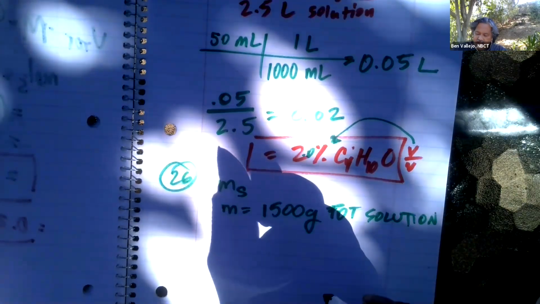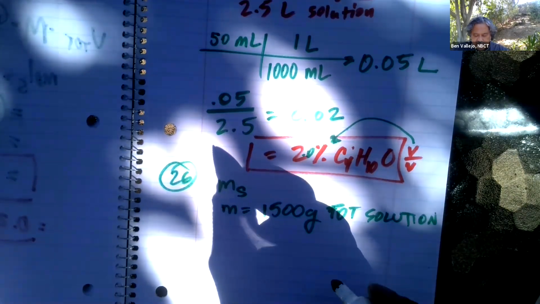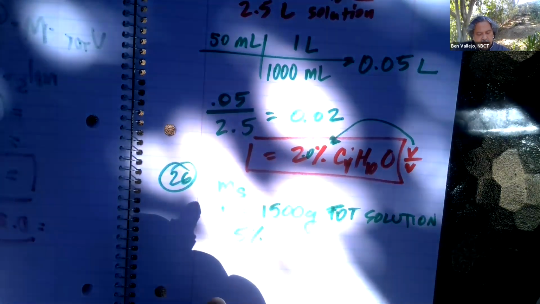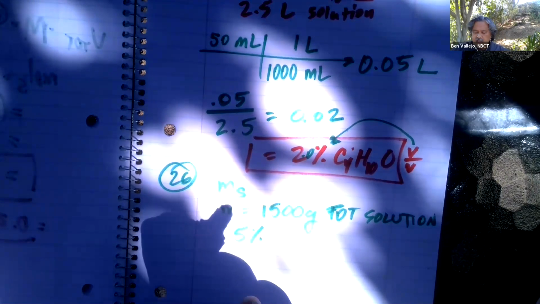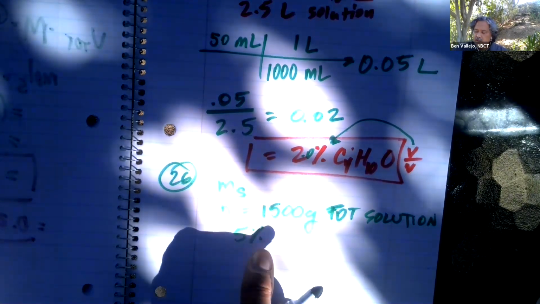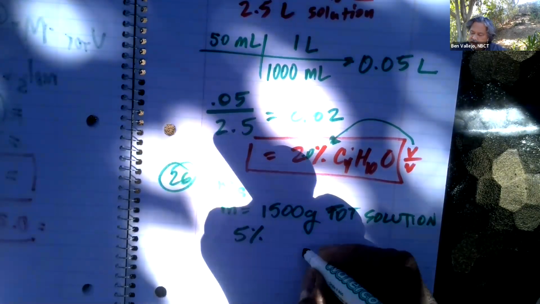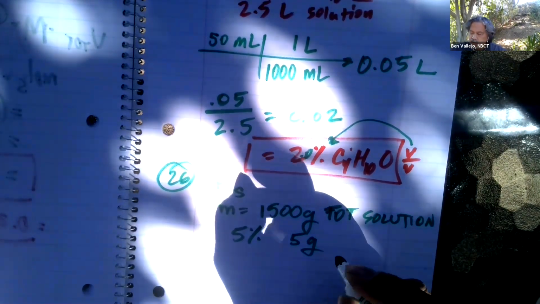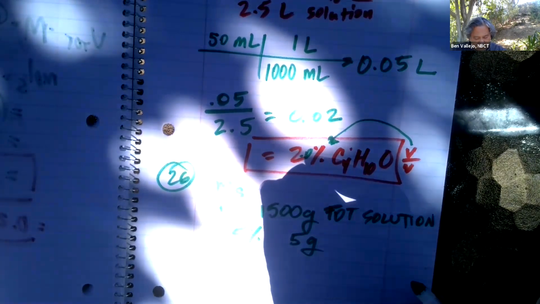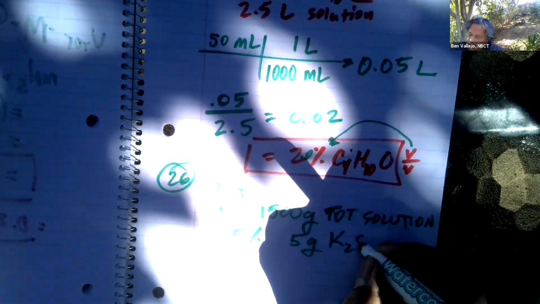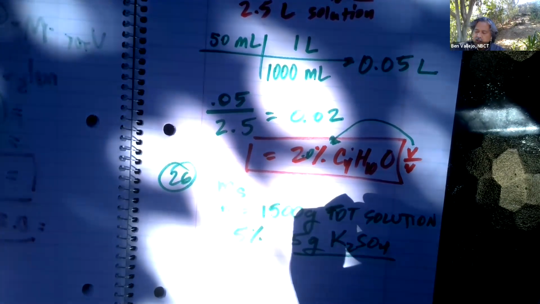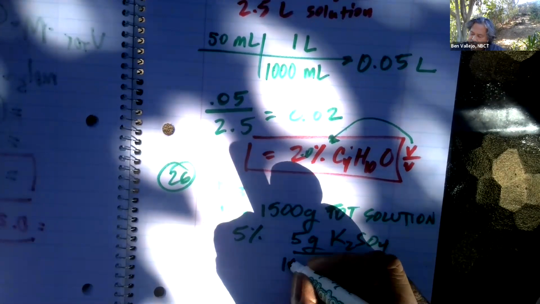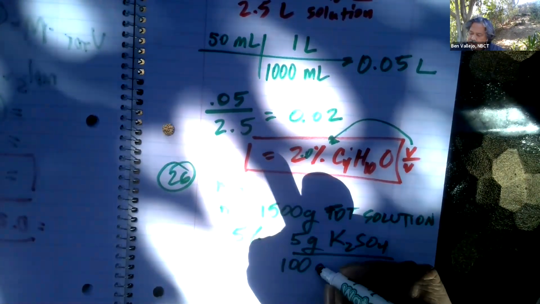Okay. And also the last thing they tell you is that it's a 5% solution. Now, because it's a 5% solution, we know that it is 5 grams of the solute, which again is K2SO4, in 100 grams of the total solution, because it's a percent.